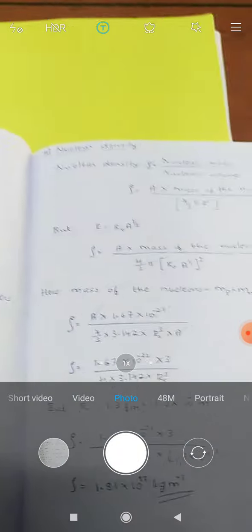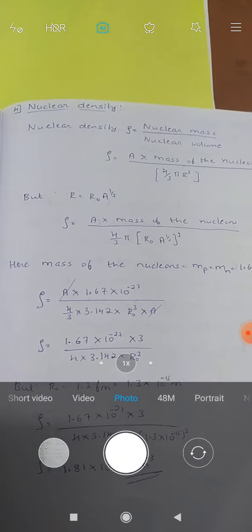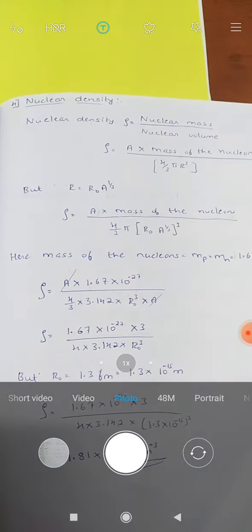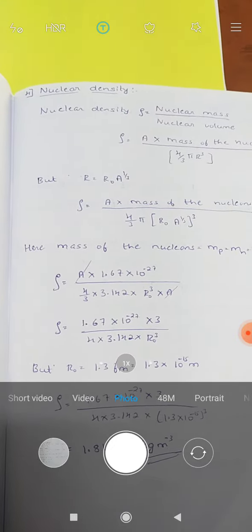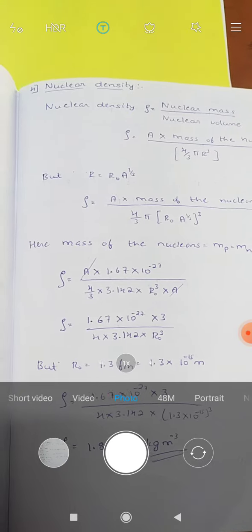And next, the fourth property is nuclear density. Nuclear density is the ratio of nuclear mass to the nuclear volume.